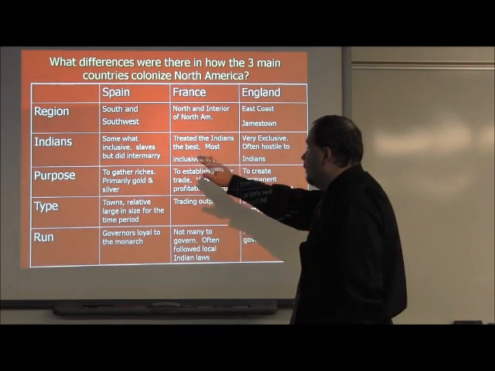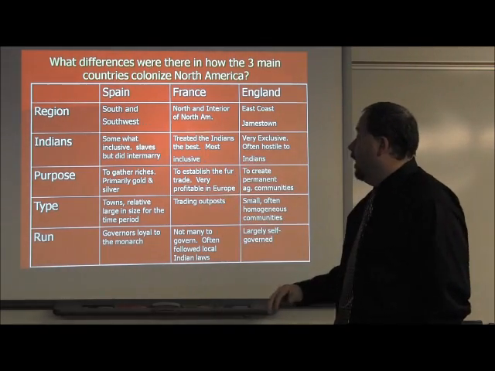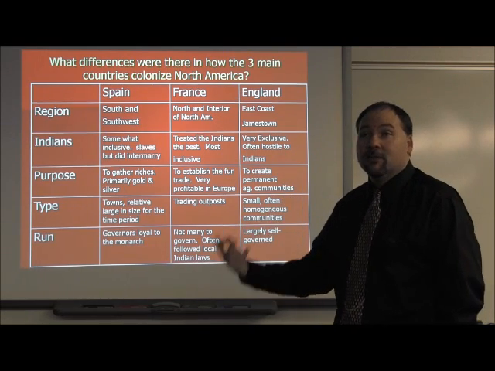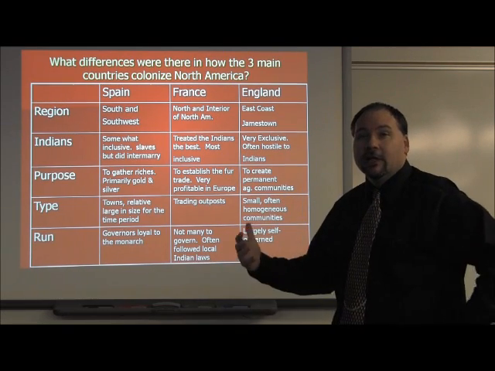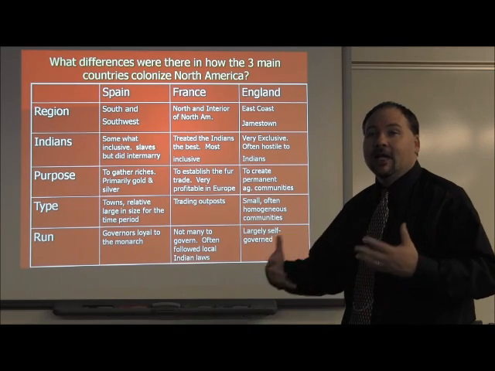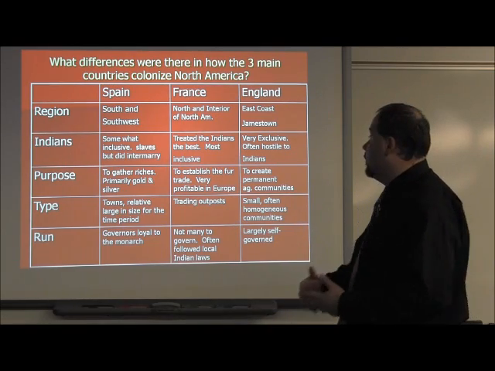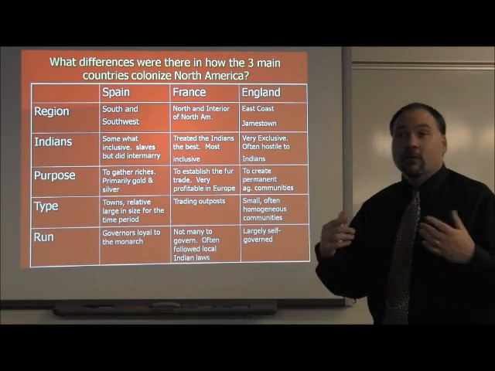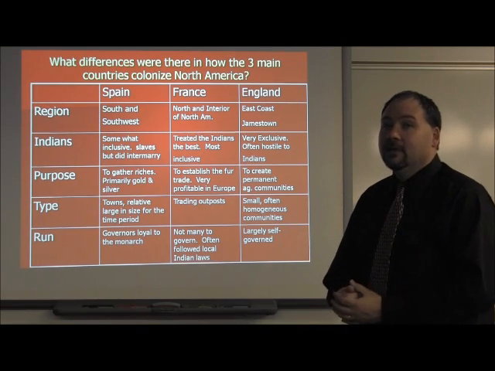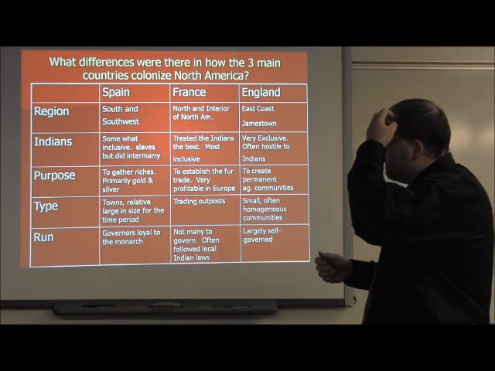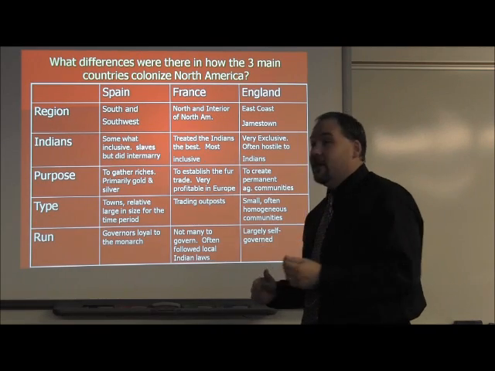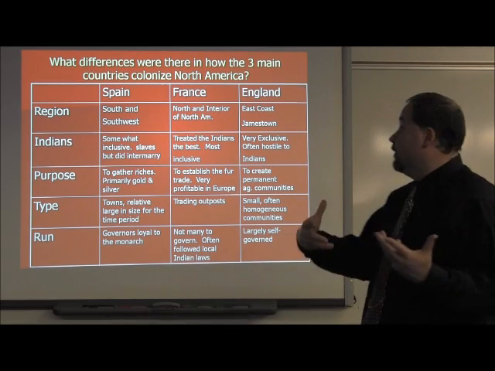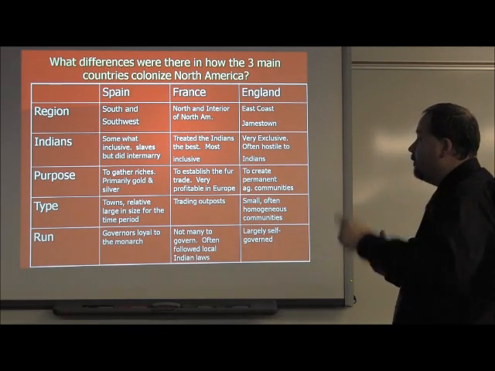Then it talks about their relationship with the Indians, how France treated the Indians the best. We're very kind of inclusive. You can see that because there was a lot of intermarriage or mingling between the 2 groups. England treating them the worst, often abusive and very hostile to the Indians. And then the Spanish being in the middle, where they're kind of inclusive but not as much as the French. And you'll see some marriages there.